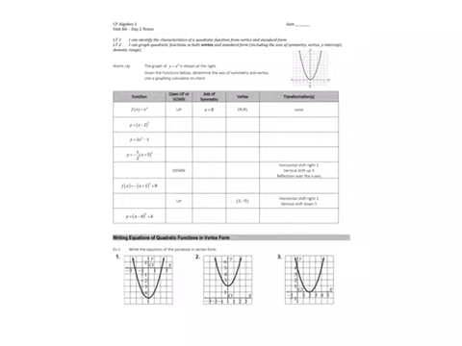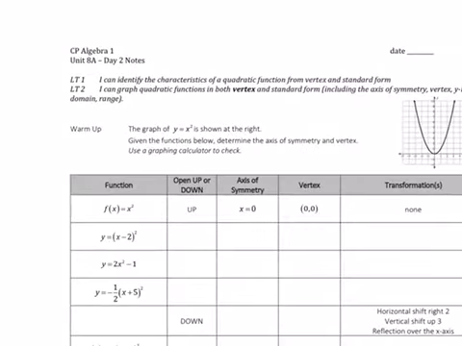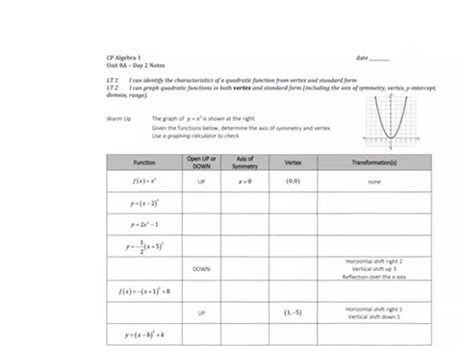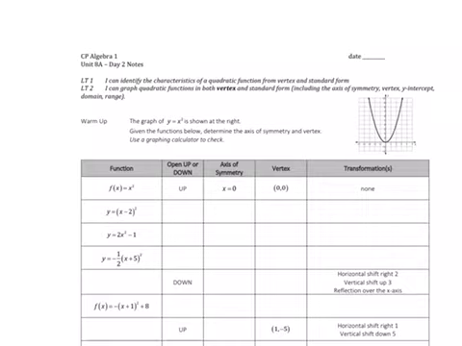All right, guys, today we're going to take a look at the day 2 notes of this new unit dealing with quadratic functions. Today we're still going to be identifying characteristics of a quadratic function from vertex and standard form, but we're going to add in there our second learning target of graphing quadratic functions in both vertex and standard form, including the axis of symmetry, vertex, y-intercept, domain, and range. All of those terms you guys got a little experience in with the day 1 notes. So that's a great building block into what we're going to be working on today, okay?